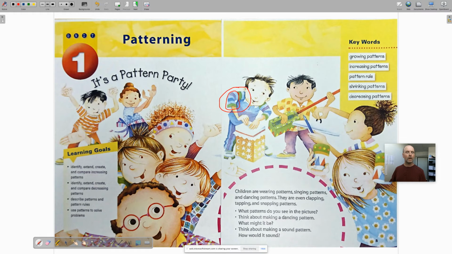And if you take a look at other pieces of clothing here, there's lots of patterns. And there's patterns on the instruments. This is the part where I'm going to ask you to pause the video, and that way you can spend a little bit of time looking around the picture and seeing what patterns you see. And when you're done, start the video again.